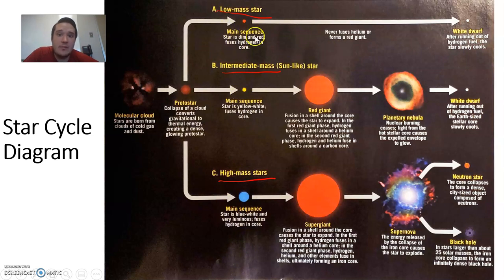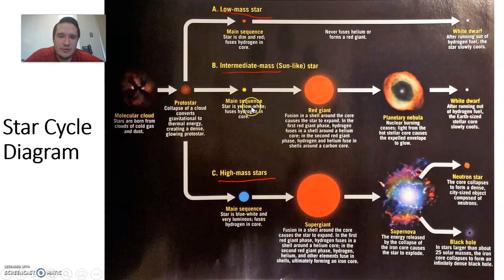So a low mass star during main sequence is dim and red and it fuses hydrogen in the core. Now, a low mass star is never going to fuse helium or form a red giant. It's just going to become a white dwarf. So it's going to live out its life and then become a white dwarf after running out of hydrogen fuel. The stars slowly cool.